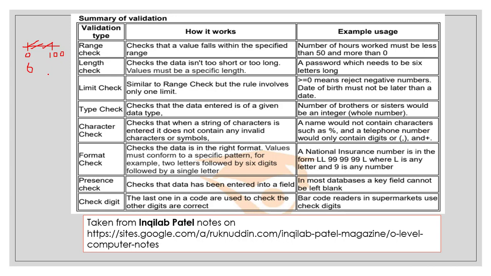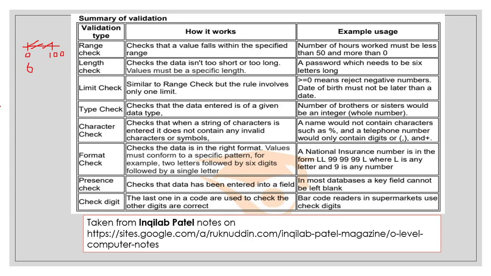Character check checks that a string of characters is entered and doesn't contain any invalid characters or symbols. For example, a name cannot include a percentage sign, or a telephone number include a dot. Most of the time telephone numbers contain a plus, but telephone numbers cannot contain alphabets, depending on the country you're residing in. We have a certain format check.